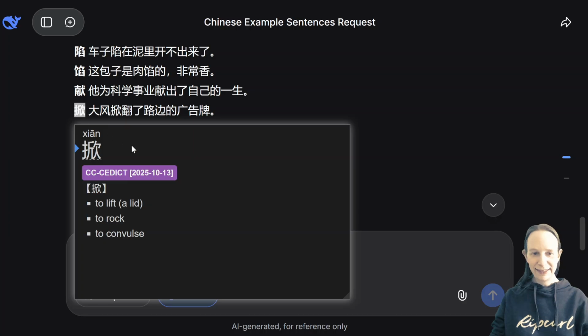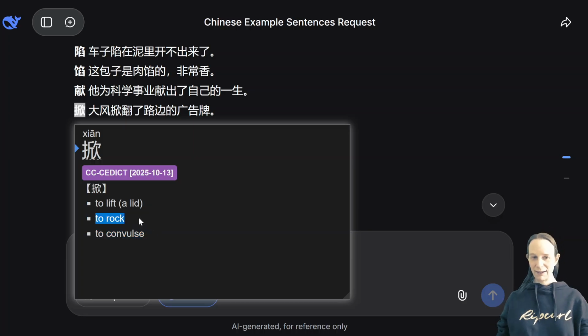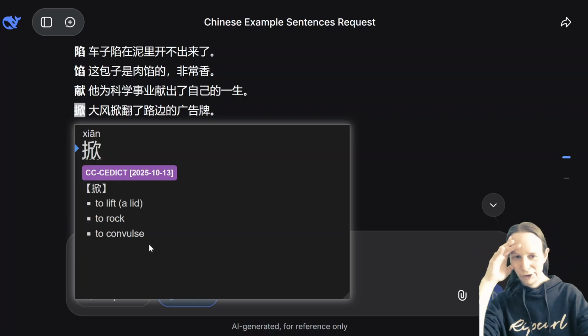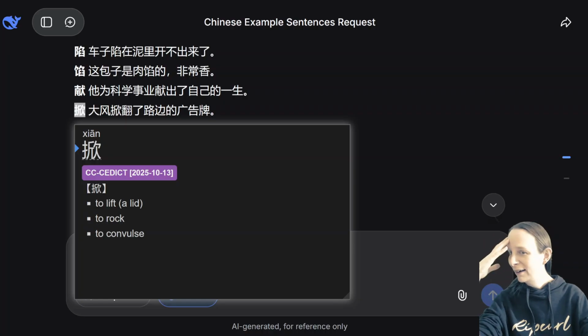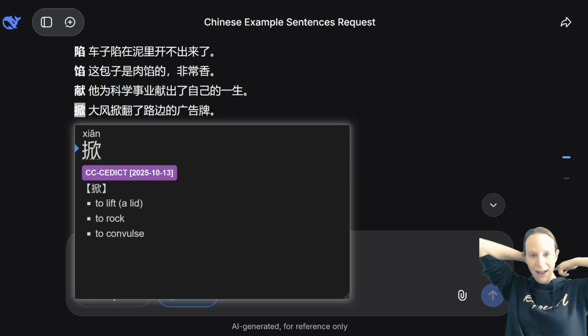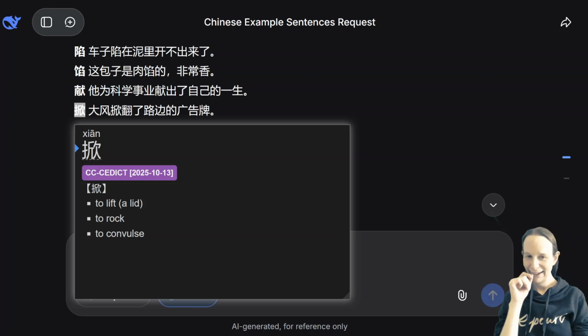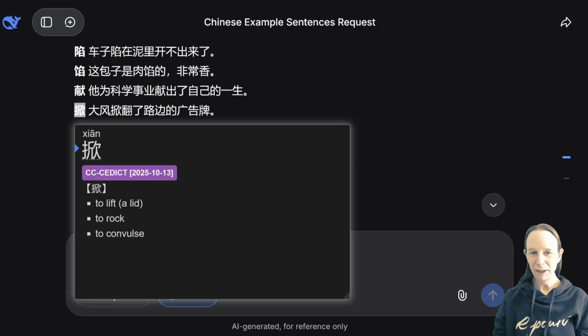Is there anything else we need to know? Oh yeah, we came up with something like that before, didn't we? To rock. What are these definitions? To rock. Rock is a noun, right? What do you mean to rock? Oh, to rock a cradle. Oh, really? 摇动. Convulse.